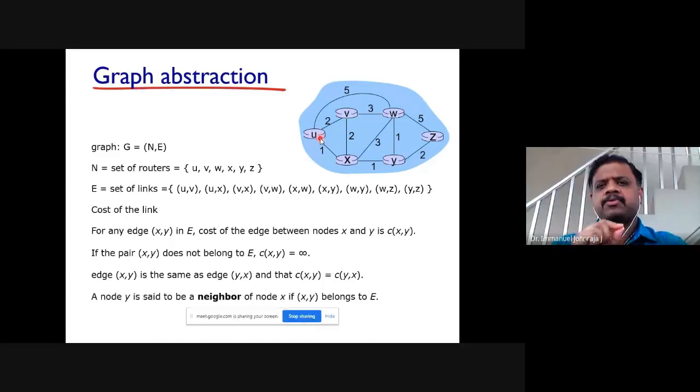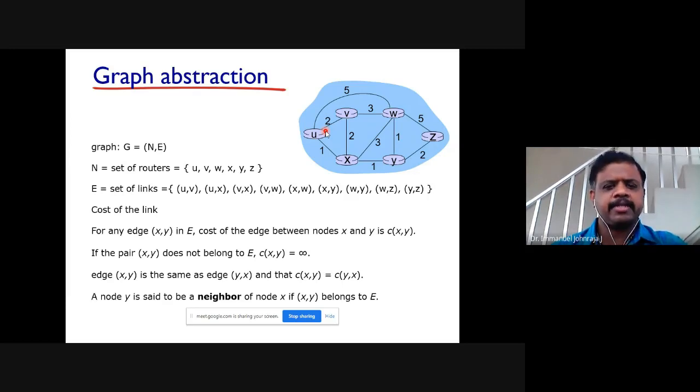There will be two dots, two nodes, connected using an edge. To have a complete graph you should have at least two nodes, and at least one edge connecting them. Then only will it be a complete graph. Now you have 6 routers here. All these 6 routers are treated as nodes in a graph, and a link connecting two of them is denoted as an edge.